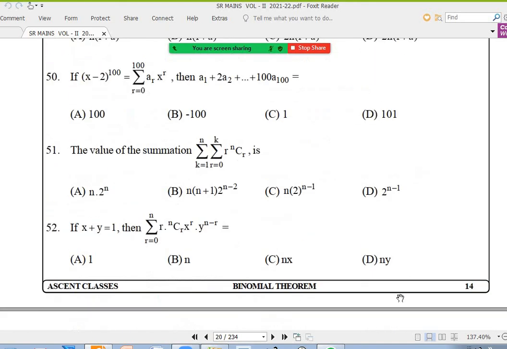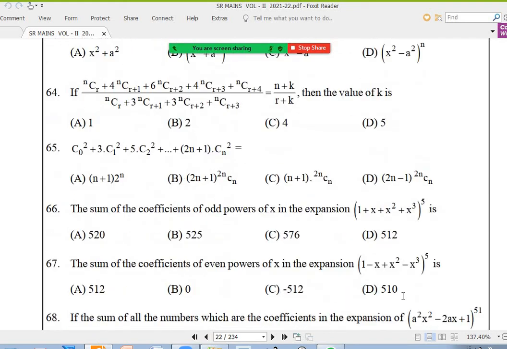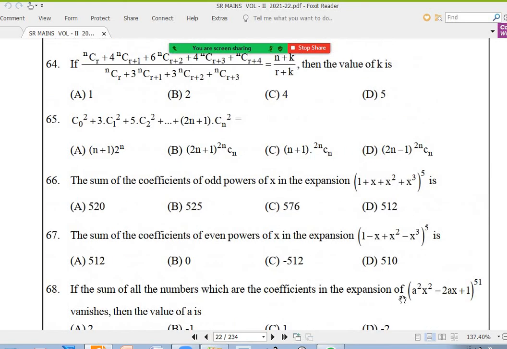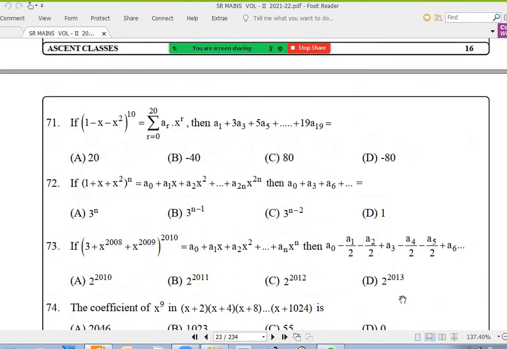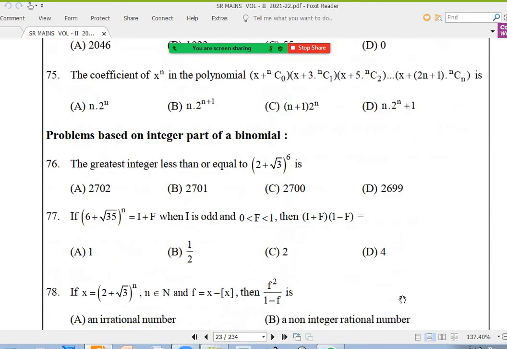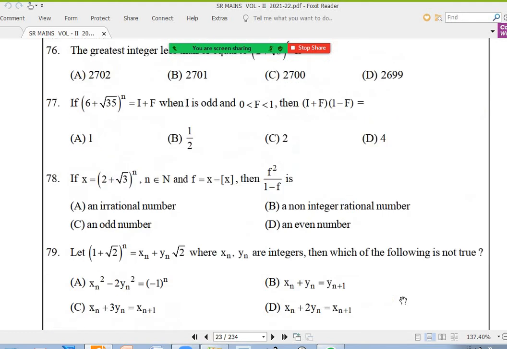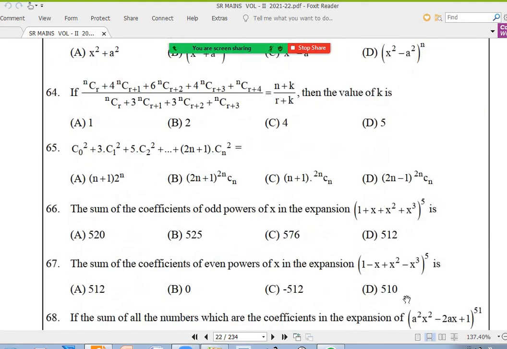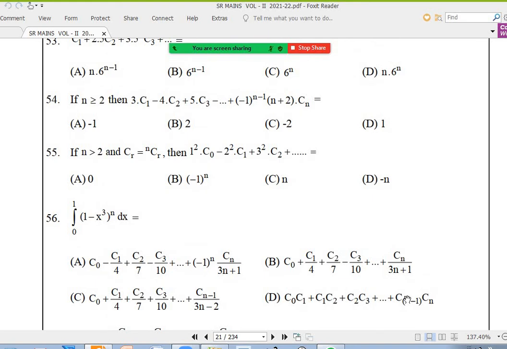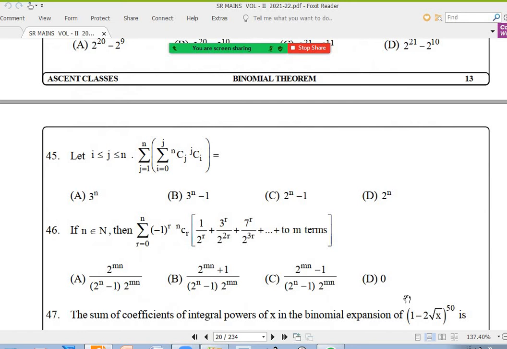Please continue to try even numbers. I covered quite a bit of theory, so you will be able to do up to 75, even beyond that. Yeah, up to 80 you can do actually, based on the concepts that I discussed. But at least minimum up to 46 you have to try by tomorrow, because I discussed up to 45.